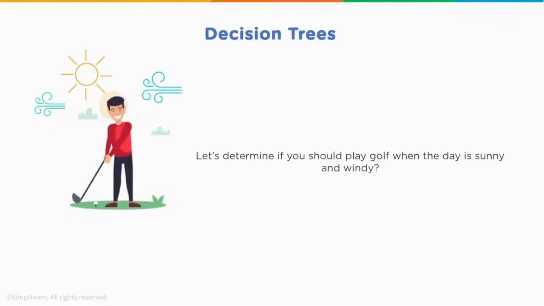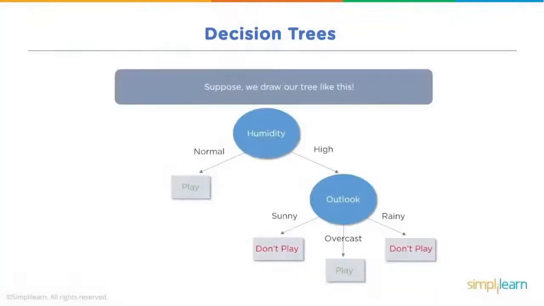And so let's determine if you should play golf when the day is sunny and windy. So we found out the forecast tomorrow is going to be sunny and windy. And suppose we draw our tree like this. We're going to have our humidity, and then we have our normal, which is if you have a normal humidity, you're going to go play golf. And if the humidity is really high, then we look at the outlook. And if the outlook is sunny, overcast, or rainy, it's going to change what you choose to do. So if you know that it's a very high humidity and it's sunny, you're probably not going to play golf because you're going to be out there miserable, fighting off the mosquitoes that are out joining you to play golf with you. Maybe if it's rainy, you probably don't want to play in the rain.